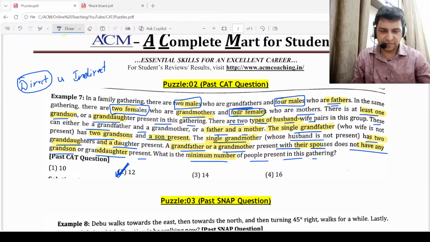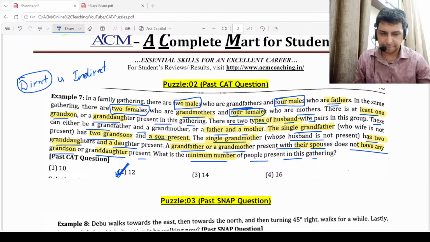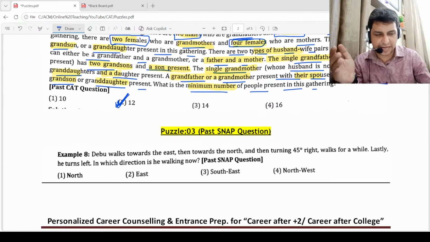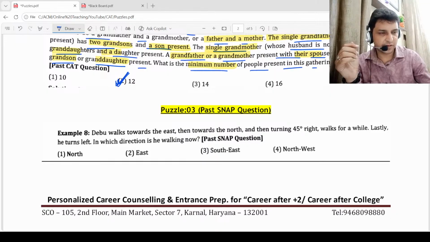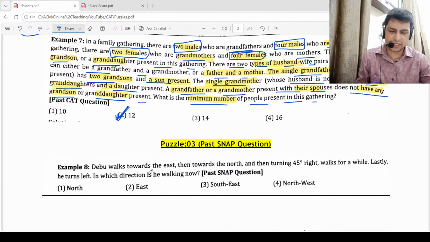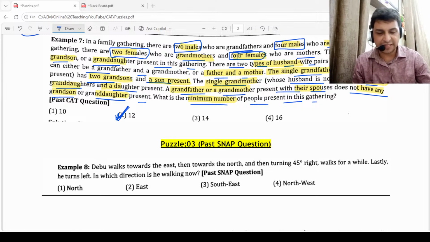Let's take the next CAT puzzle. The puzzle number 3, it was from SNAP, the paper, SNAP paper it was. It is on the direction distance topic. So let's revise the direction distance topic a bit.